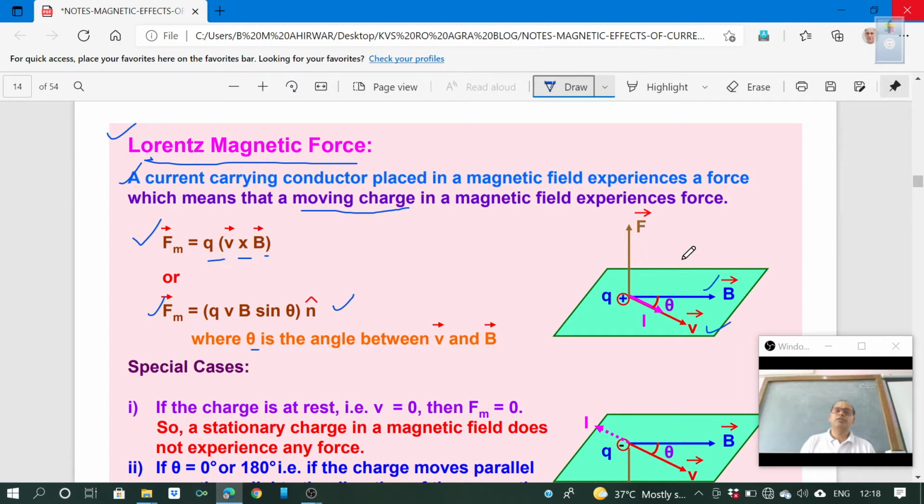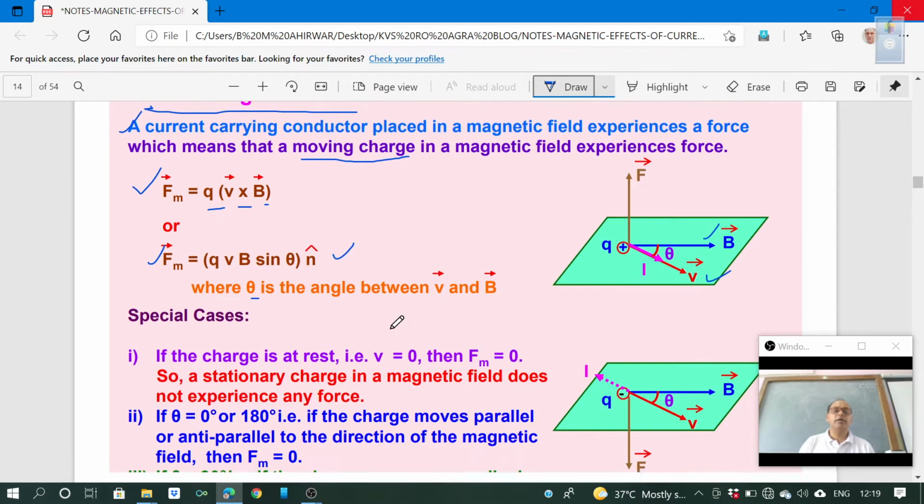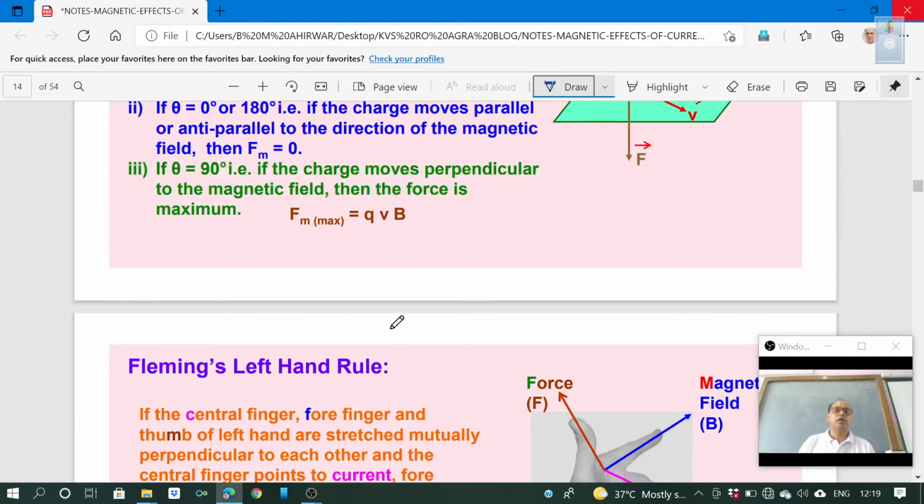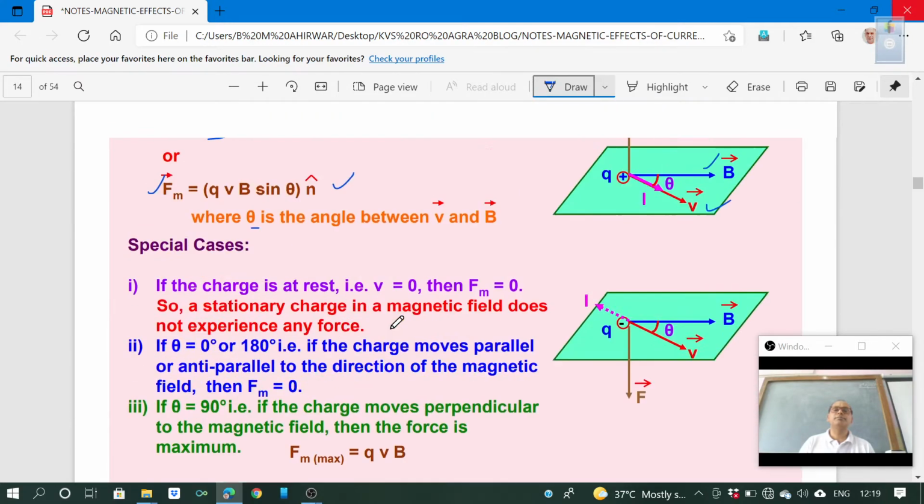So what will be the direction of force? The direction of force will be in the plane perpendicular to v cross B. This is the positive charge particle, and this is the direction of v, making angle theta with B. To find the direction of force, we can use the Ampere swimming rule or Fleming's left hand rule.